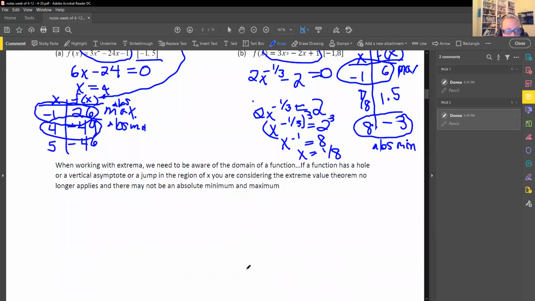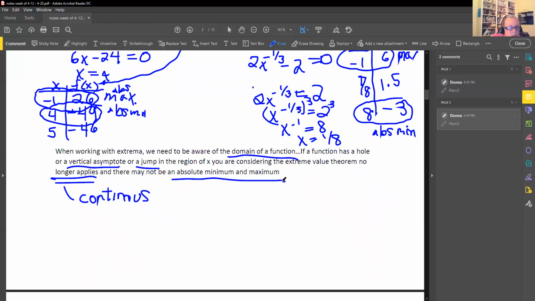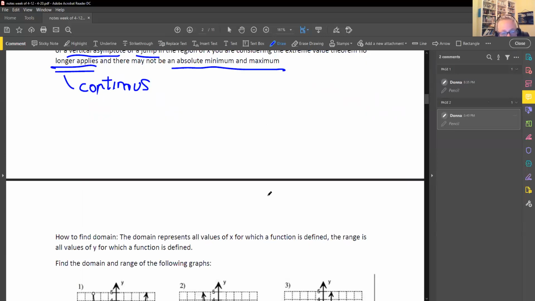All right, when you're working with extrema, you need to be aware of the domain. Sometimes the function's undefined. If it has a hole or a vertical asymptote or a jump in the region of x you're considering, the extreme value theorem no longer holds, because the deal was it had to be continuous. We don't guarantee it has an absolute minimum or maximum unless it's continuous. So just keep that in mind on the interval. It has to be continuous on the interval.